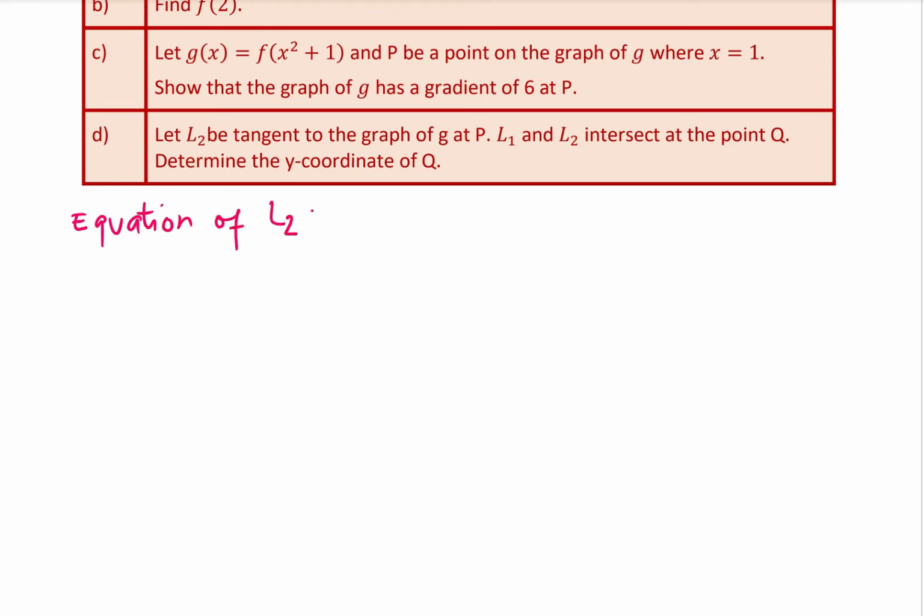Now to find the equation of line L2, we need two things. First is the slope, and second, we need to have a point, right? So it says that let L2 be tangent to the graph G at P. So it is tangent at P, and we know what point P is. We just calculated P, right? So we know what point P is, and at P, we need to find the value of this particular function, right?